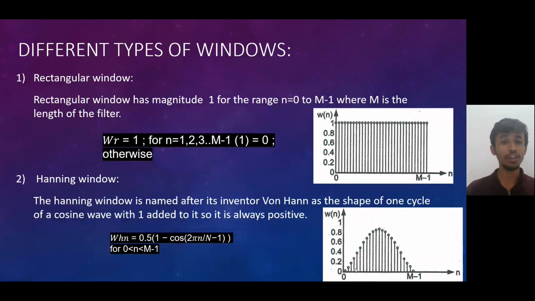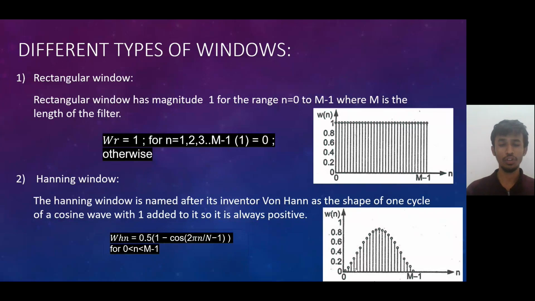There are different types of windows. Firstly, we are discussing the rectangular window. The rectangular window has magnitude of 1 for the range n equals 0 to M minus 1, where M is the length of the filter. Here is the formula for the rectangular window: omega r equals 1 for n equals 0 to M minus 1. Otherwise, it is 0. The second one is the most popular window, that is the Hanning window.